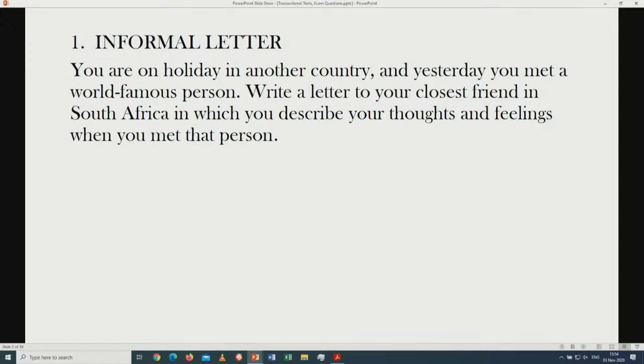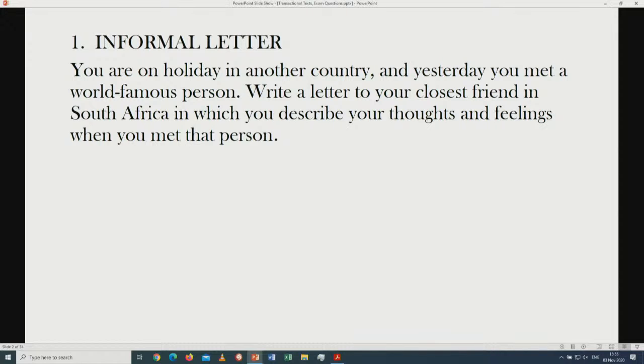But take a look at this one, the friendly letter, the informal letter. Now, don't forget, keep in mind what we said earlier about letters. If you choose this one, what does it say? You are on holiday in another country. Okay, and then you write a letter to your closest friend in South Africa. So it's international. In other words, it's crossing a border. So you must, in your address, make sure that you include the name of the country where you are currently visiting or whatever on holiday.